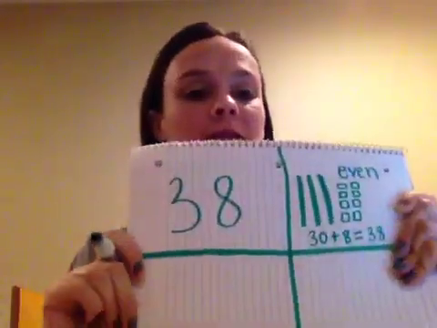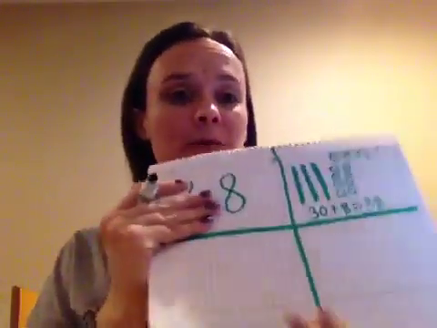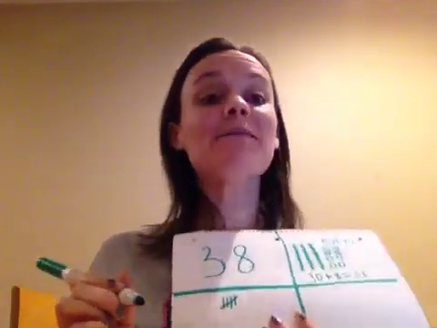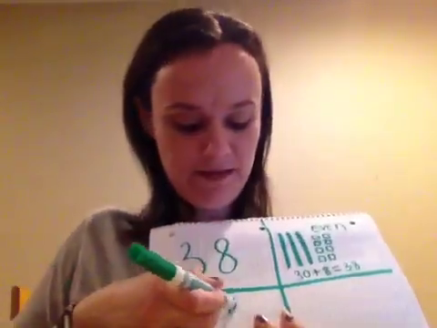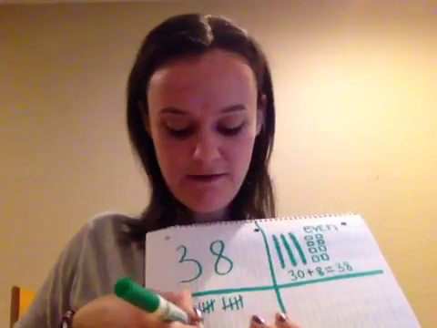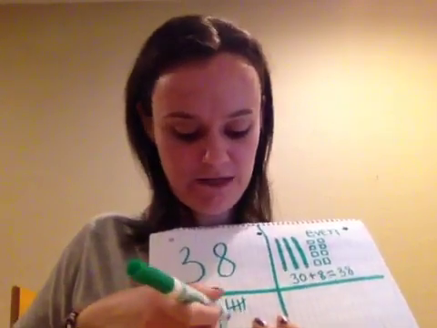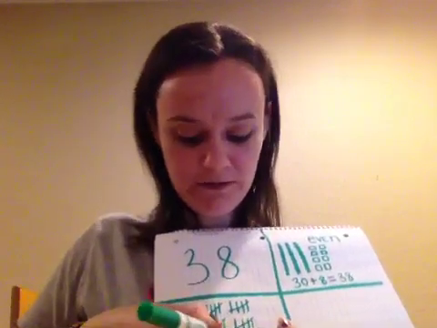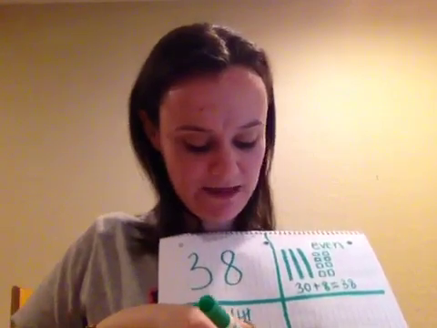Next, I'm going to do the tallies. It's a bigger number than yesterday, so I'm going to not take up as much space. 1, 2, 3, 4, 5. Always in groups of 5s with tallies. 6, 7, 8, 9, 10, 11, 12, 13, 14, 15, 16, 17, 18, 19, 20, 21, 22, 23, 24, 25, 26, 27, 28, 29, 30, 31, 32, 33, 34, 35, 36, 37, 38.